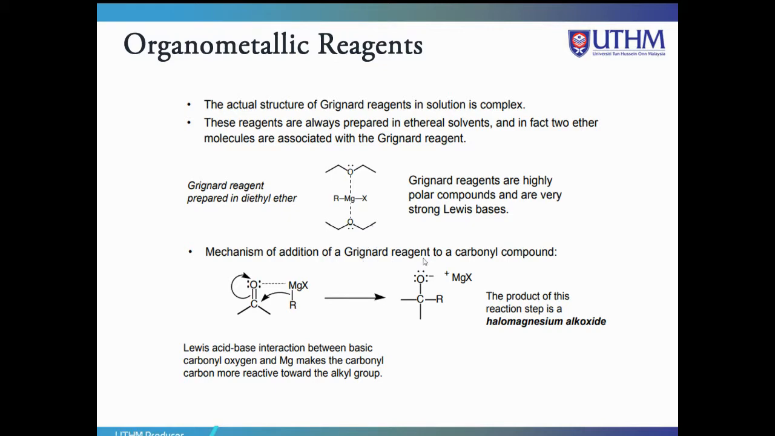Mechanism of addition of a Grignard reagent to a carbonyl compound. Lewis acid-base interaction between the basic carbonyl oxygen and magnesium makes the carbonyl carbon more reactive toward the alkyl group. The product of this reaction step is a halomagnesium alkoxide.